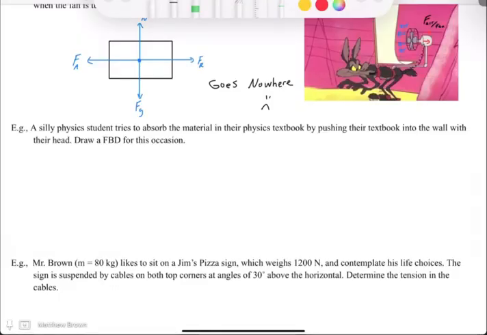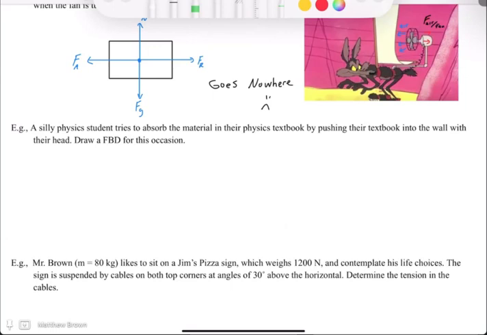All right, moving on. A silly physics student tries to absorb the material in their physics textbook by pushing their textbook into the wall with their head. Draw a free body diagram for this occasion. So the first question is, what should happen to this textbook if the student is using their head and pushing it into the wall? Does the textbook go anywhere? That's sort of our everyday experience, right? You can push something like a textbook into a wall and it wouldn't go.